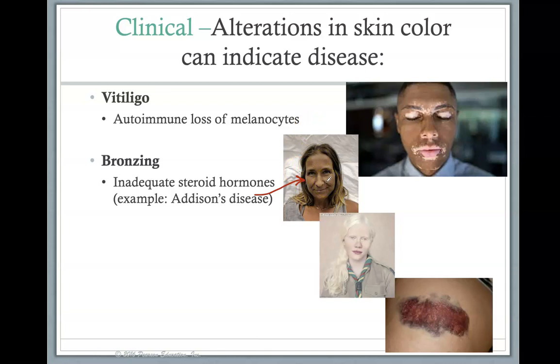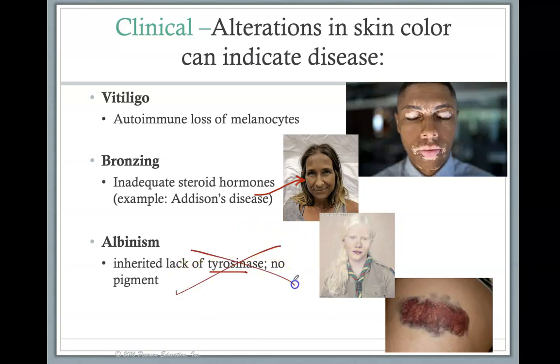And then albinism is the next one. In albinism, there is a lack of tyrosinase, the enzyme that would turn tyrosine into melanin. Because they don't have that enzyme, there's no melanin production. That's the big thing to know for albinism. Because of that, they oftentimes have that pink hue to them because the hemoglobin is showing through.